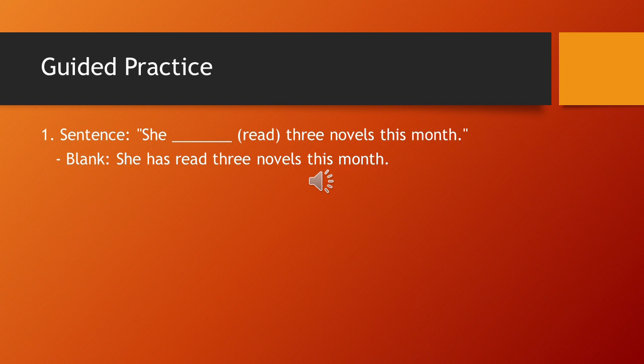Let's do some practice here. Number 1. She blank read 3 novels this month. So the correct sentence should be, she has read 3 novels this month. In this sentence, we use has read because the action of reading 3 novels is relevant to the present month, indicating the use of the present perfect tense. And it's has because she is third person singular.